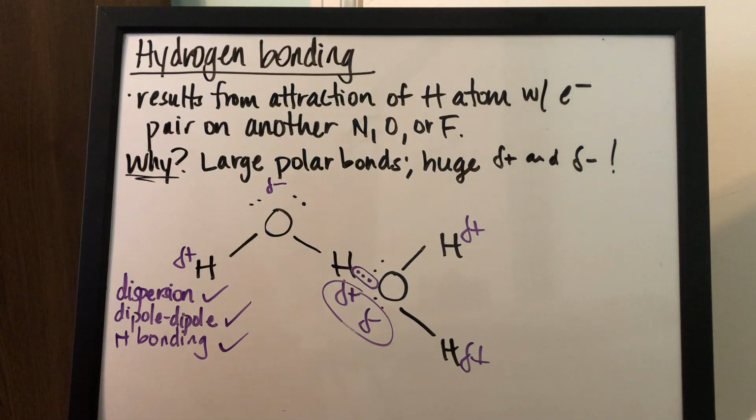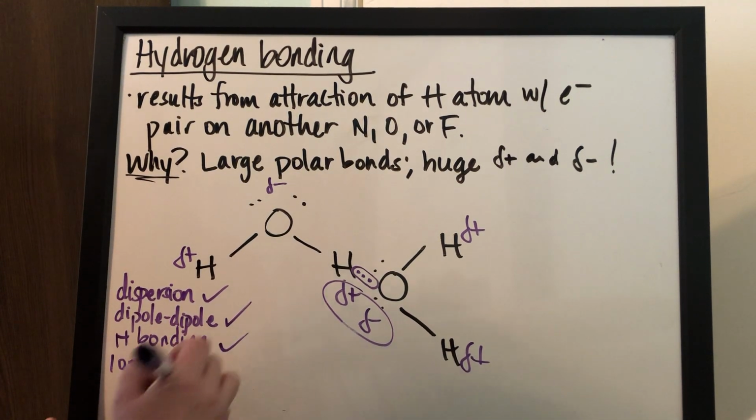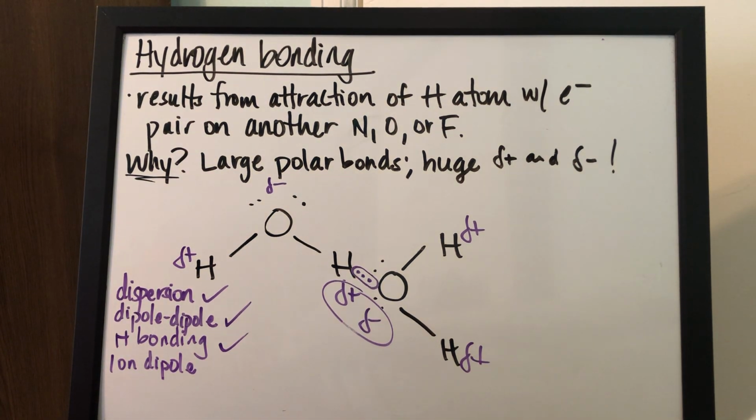The only one that we haven't talked about is ion-dipole. And water can't have ion-dipole because we haven't talked about anything ionic being put into water. So it does not have ion-dipole. Of the 4 we've talked about, water is a great example who has 3 types of intermolecular forces.